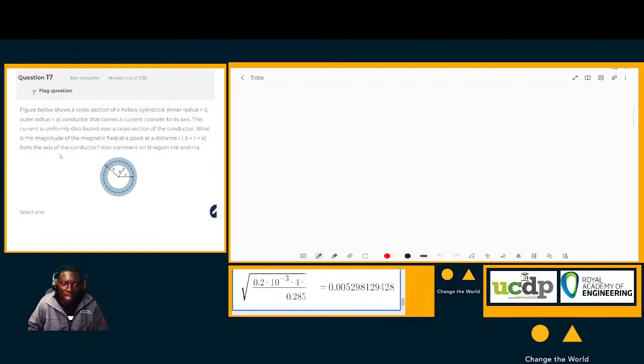Also comment on the region that is beyond A, and the region within the conductor, which is the empty region from the center out to R equals B.